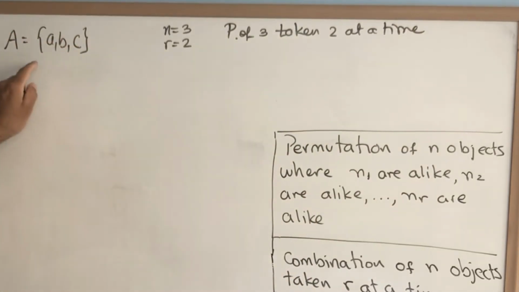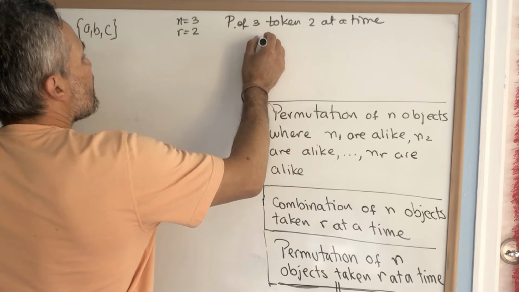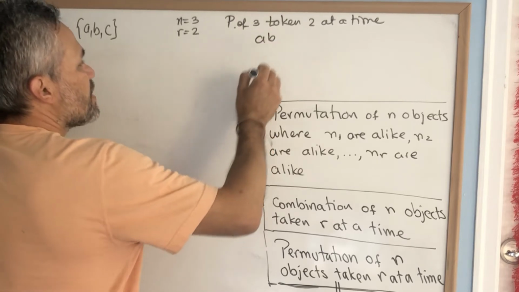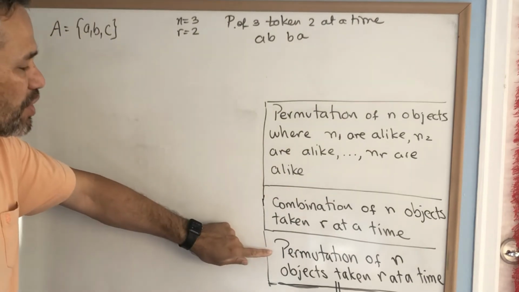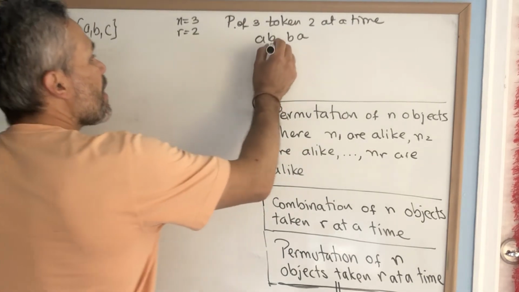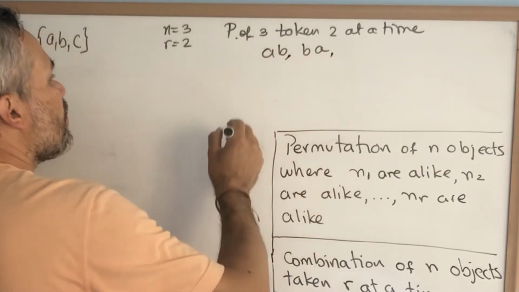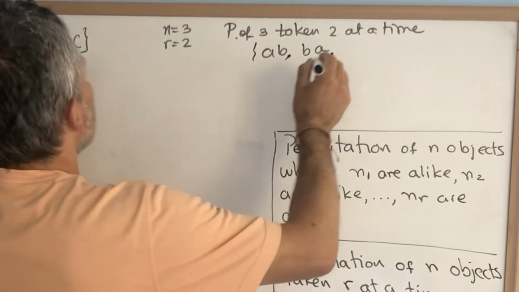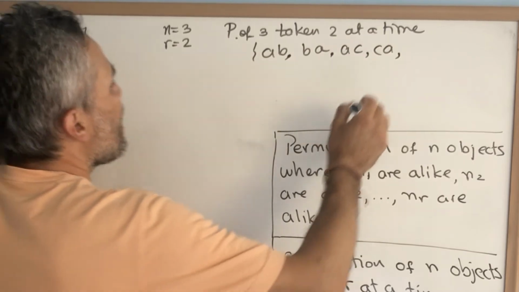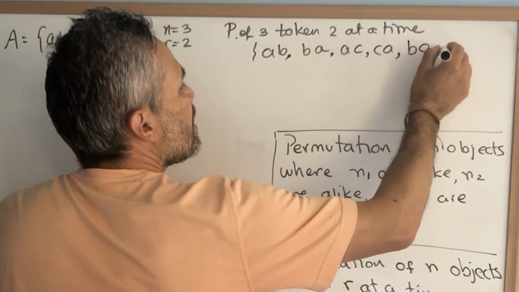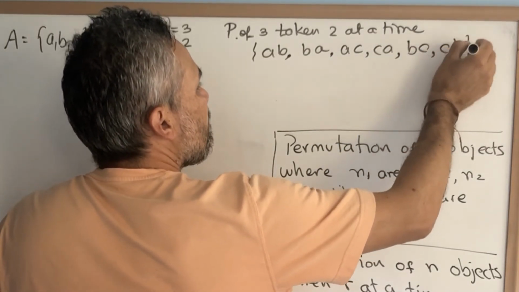Then, in this case, we can explicitly see the example. We have AB as one possibility, and BA as another possibility. Remember that for permutations, the order matters. What else do we have? We have AC and CA, and we have BC and CB.